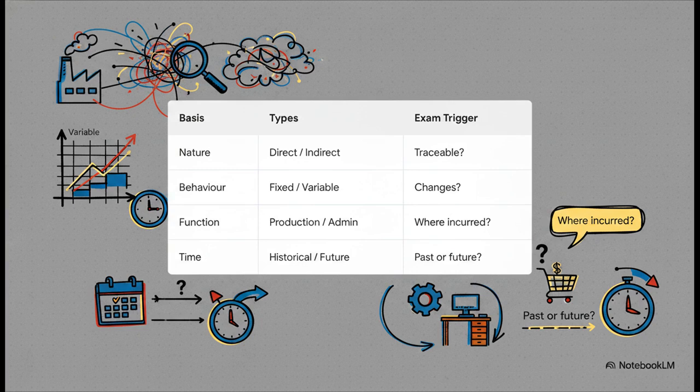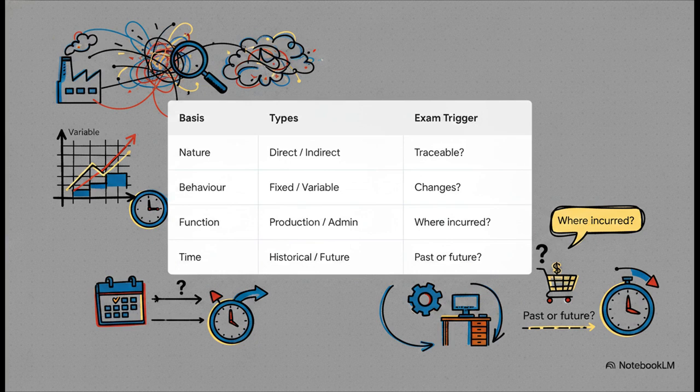Right, now here is the master matrix. Turns out, there isn't just one single way to group costs. The source material lays out four primary bases for classification. And let's step through these fast because these are absolutely massive exam triggers. First, nature. Are the costs direct or indirect? The trigger here, is it traceable to the product? Second, behavior. Is the cost fixed, variable, semi-variable, or step? Just ask yourself, does it change with the activity level?